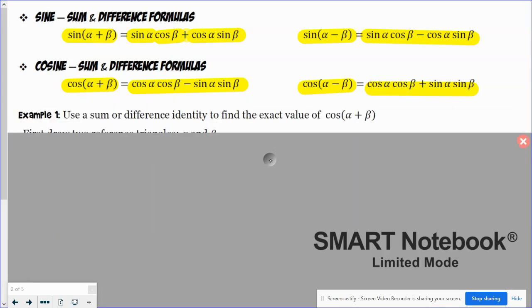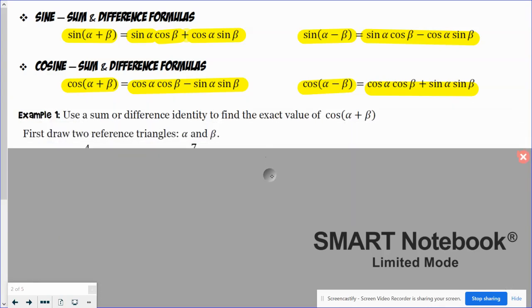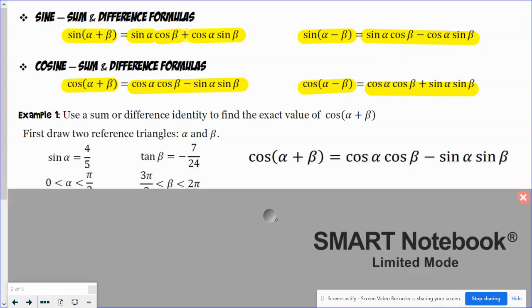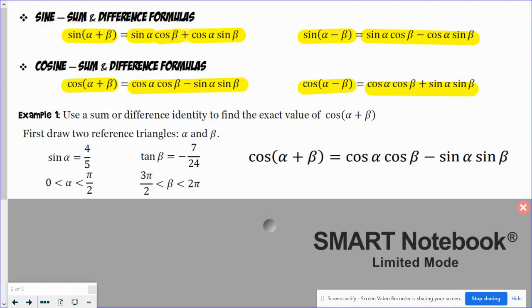So in problem number 1, we want to use a sum or difference identity to find the exact value of cosine of alpha plus beta. First we have to draw two reference triangles. They tell us that sine of alpha is 4/5, and that alpha is between 0 and pi over 2. So that means it's in quadrant 1.